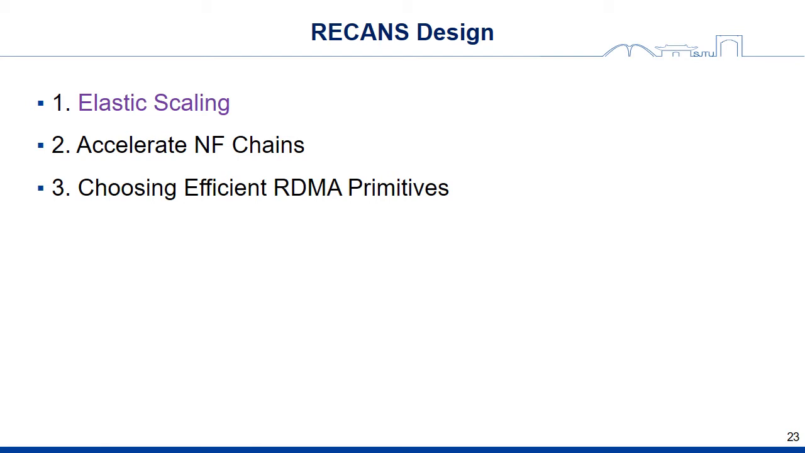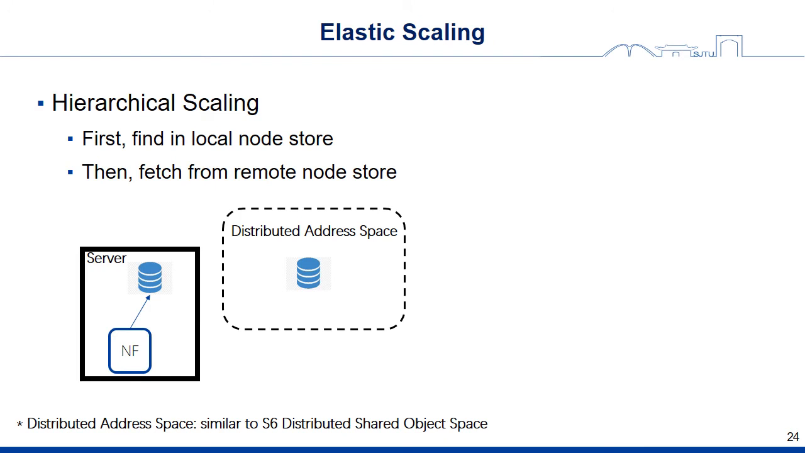First, let's see how RECANS realizes elastic scaling. Let's have a quick understanding of the hierarchical scaling approach. When scaling, the new instance first finds the required state in the local node store. If it is not found, the instance initiates the state migration process and migrates it from a remote node store to the local node store. How the instance finds the location of the remote state is similar to S6, and we don't cover the implementation details here.